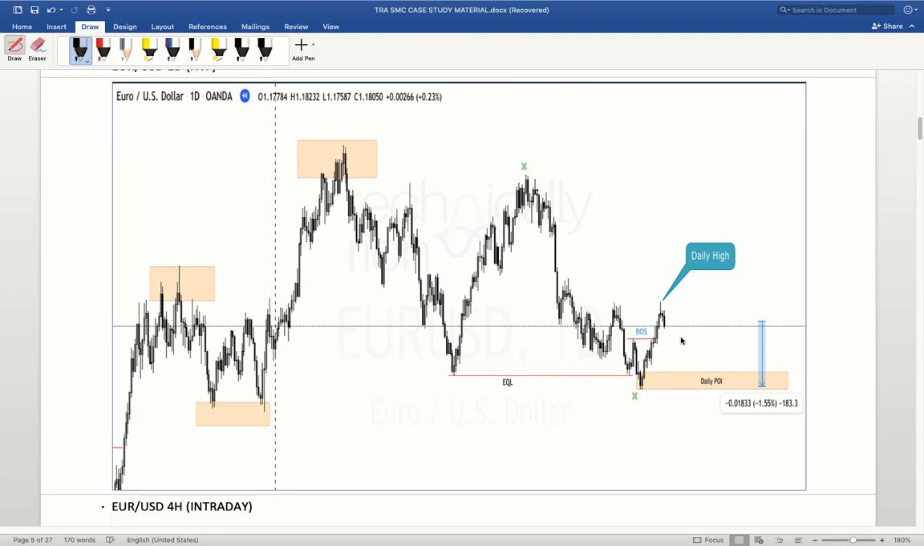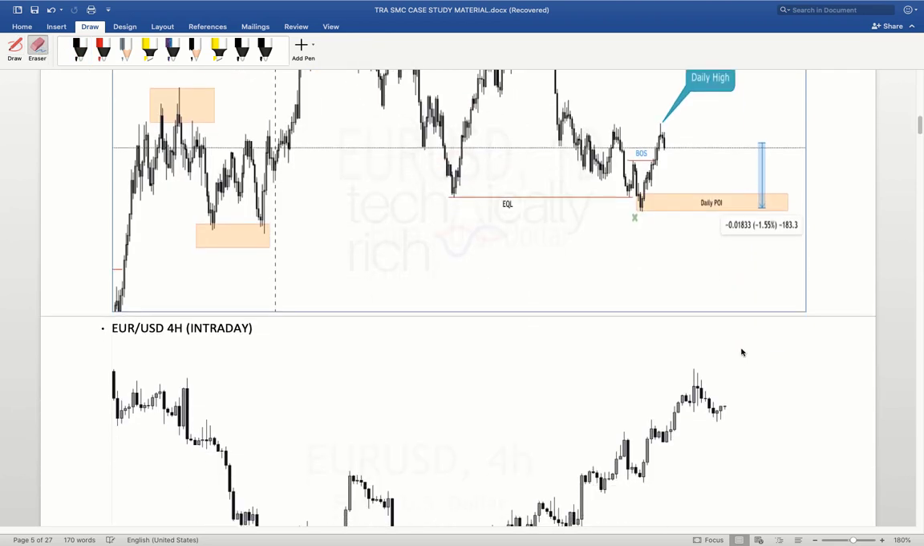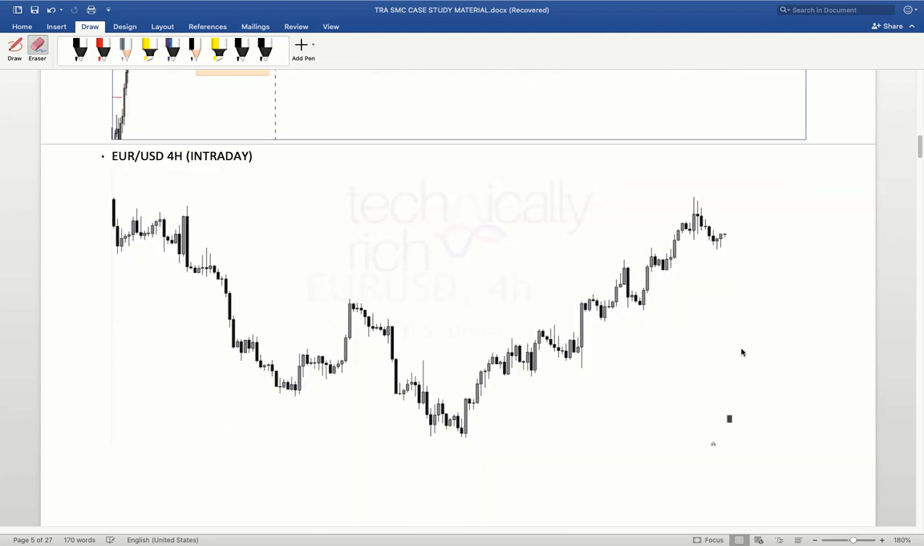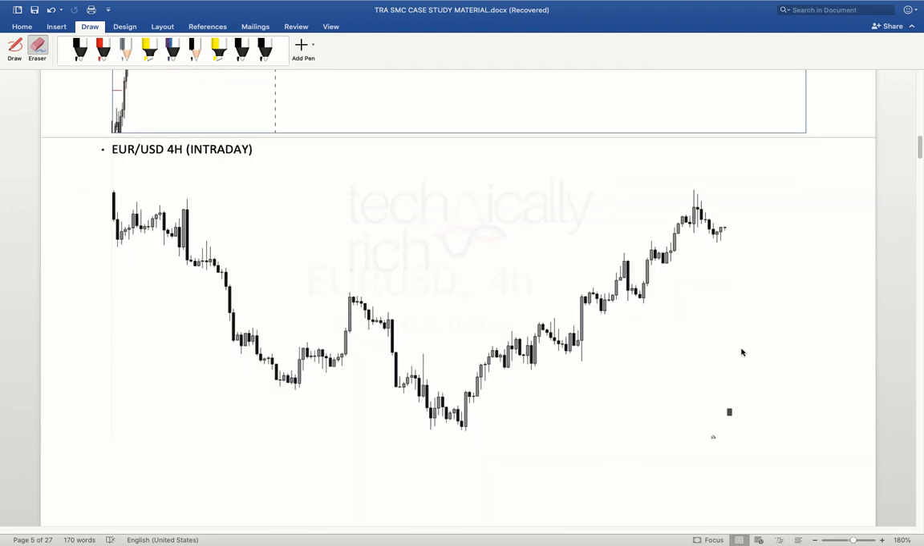On the daily time frame down to this POI here. So what we are looking to do now is this: we go to our intraday time frame. Now we are looking for what? A break of structure. We are looking for a break of structure.